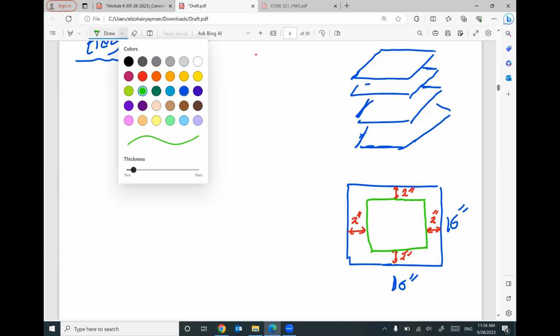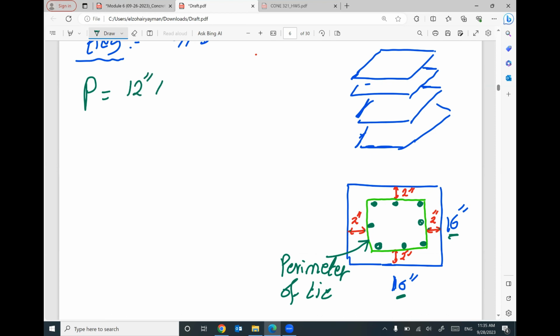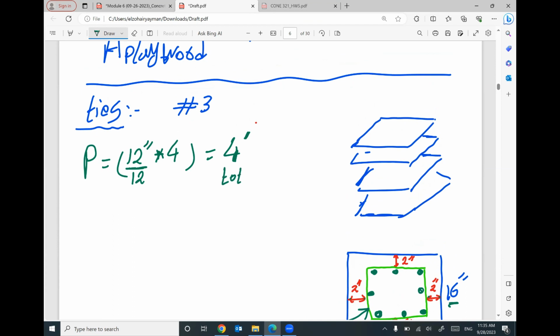Then I can put the steel rebar that we consider. Does that make sense? So if you would like to figure out the perimeter of this tie, to be more accurate, I cannot use 16 and 16. But the perimeter equals, I think, if you leave 2 inch from here and 2 inch from here, the remaining will be around 12 inch, times 4 because we have 4 sides. And I will divide this 12 by 12. So the perimeter of one tie equals 4 feet. This is the total length of one tie.